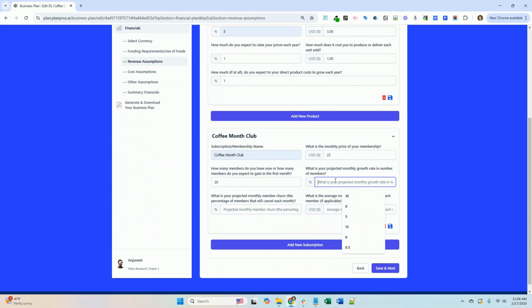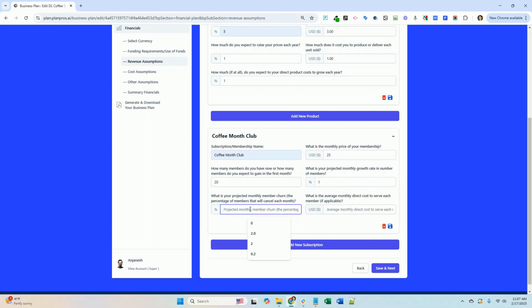Now, very importantly, even a 1% monthly growth rate is more than 12% per year because there's compound growth. So every time you grow 1%, the next month you're growing 1% off that bigger amount. So 1% is actually a very large growth rate for a subscription. I just don't want you to put 10%. You'll see the numbers grow astronomically.